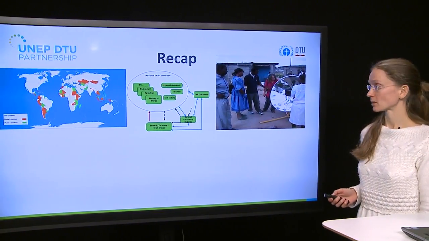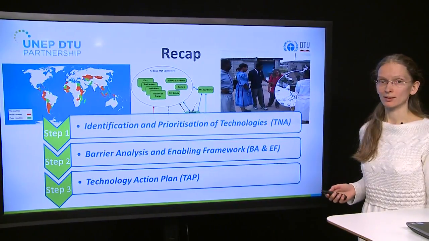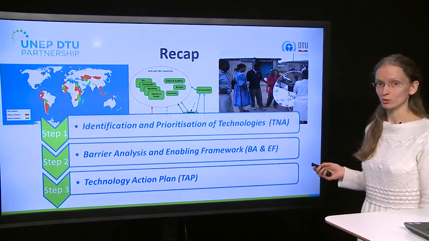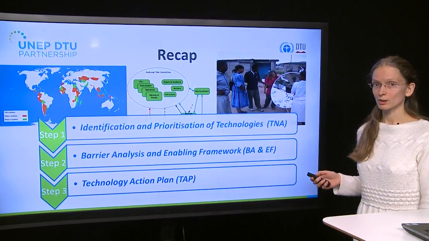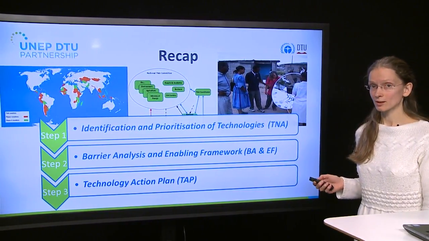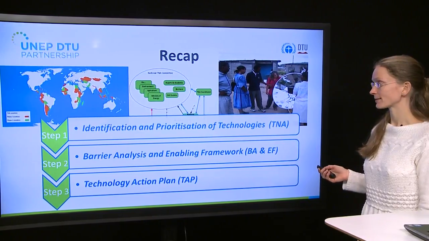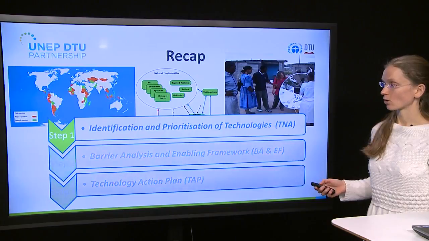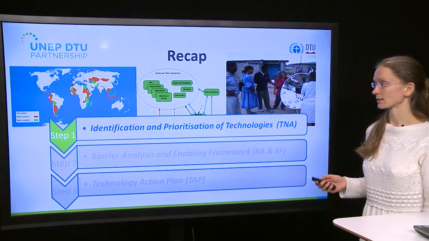And this next component is about the first analytical step in the TNA process, which is identification and prioritization of technologies. And this will be concluded in the first of the 3 deliverables, which we refer to as the TNA report. And this first step will be the base of the rest of the analysis.